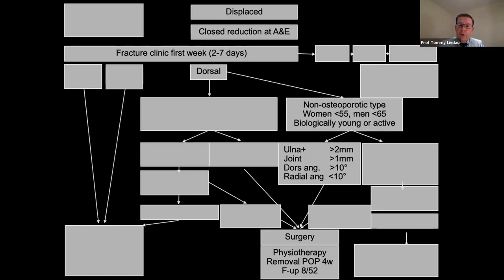And after surgery, of course, we need to add physiotherapy, although there's no scientific strong support, but it's my clinical judgment that our therapists are there and they do a terrific job and they need to be on board in these complex fractures.